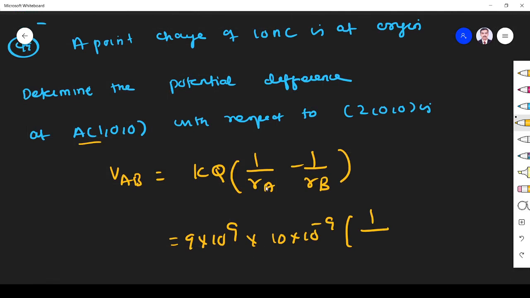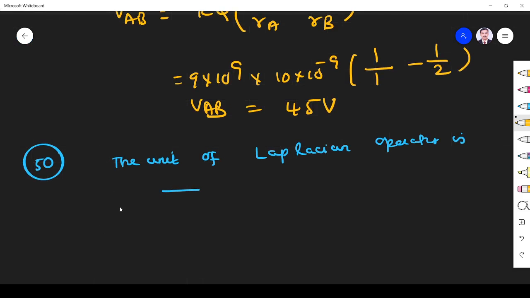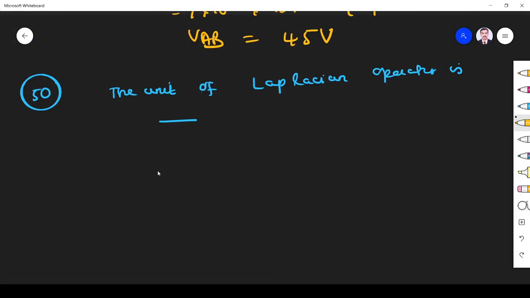RA is the distance from point A to the origin. Origin is 0,0,0 and this is 1,0,0, so it is 1. This is point B to origin, so it is 1 by 2, from 0,0,0 to 2,0,0. If you simplify, we will get 45 volt.